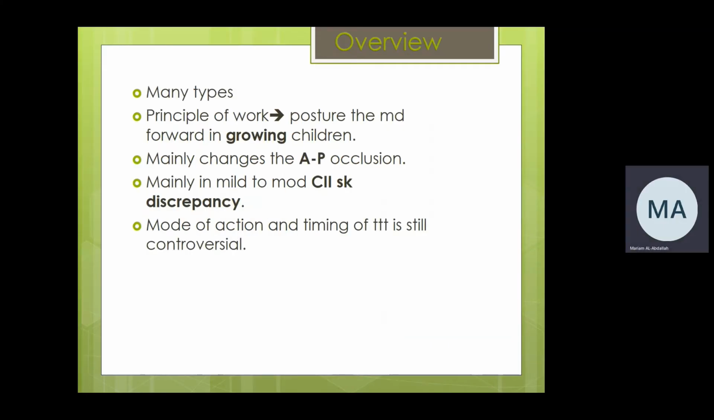Now, after that, many types of functional appliances were introduced and used. But the basic principle of all of them was to posture the mandible forward in growing children in order to enhance the forward growth of the mandible. So the main changes we are aiming for from using these appliances are in the anterior-posterior dimension. So it is mainly used in patients with mild to moderate class 2 skeletal discrepancy.